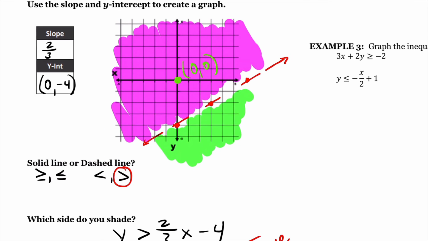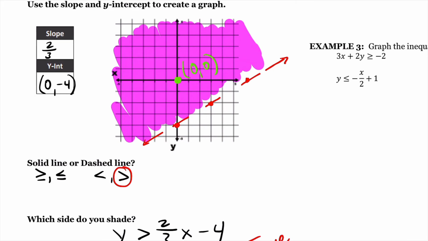So if it's a true statement, I'm going to shade on the side of 0, 0. So what side is 0, 0? On mine, it's the purple, right? So that's where you're going to shade. You can just use your pencil if you want. You don't have to use different colors. That's where I'm going to shade. I'm not going to shade the other side because that side didn't work. The purple side worked. Okay? So you just can lightly shade that side.